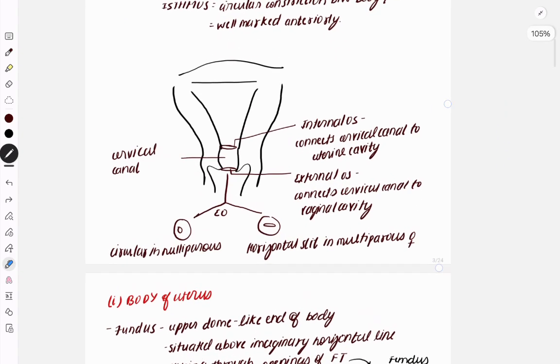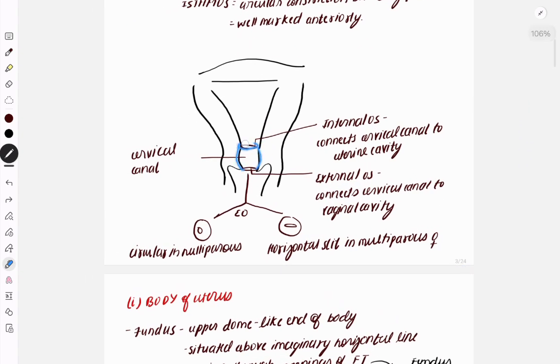Now let us understand the openings of a cervical canal. There are two openings. One is the internal os, located internally, and the external os, located externally. Internal os is basically the opening which connects the uterine cavity to the cervical canal. This is a uterine cavity and this is a cervical canal. In between these two we have a circular opening, called the internal os. The second one is the external os, which connects the cervical canal to the vaginal cavity, because just below the cervix we have the vagina. So between the vaginal cavity and the cervical canal we have the external os.